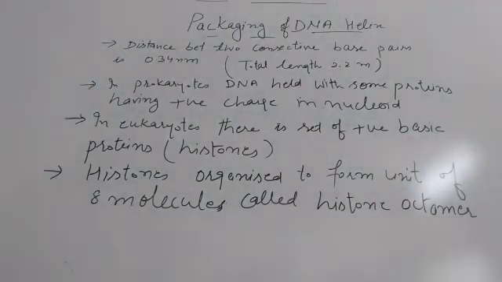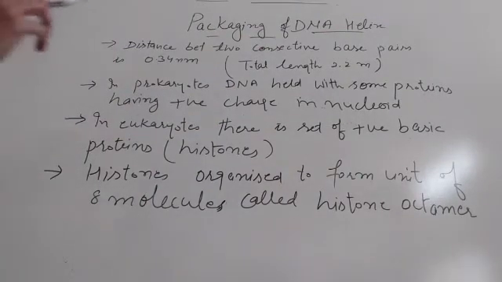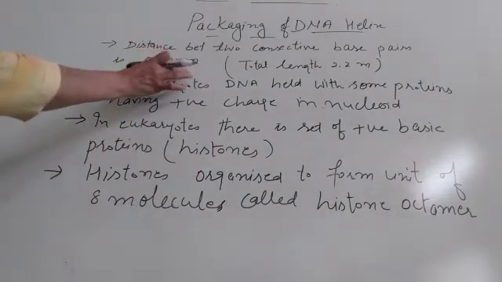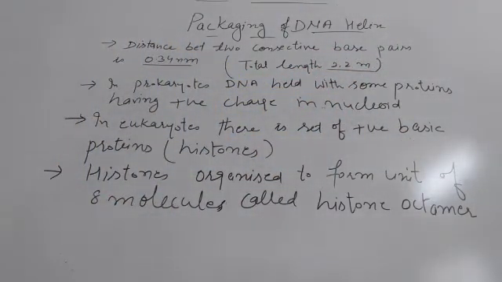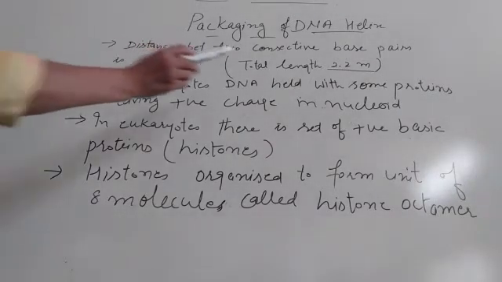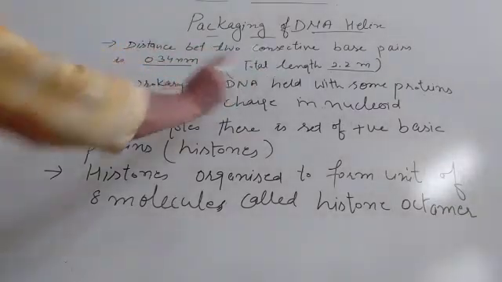Now, next we discuss the packaging of the DNA helix. I have already told you that the distance between two base pairs is 0.34 nanometer. If we take all the base pairs found in a human being and count the total length, it goes to 2.2 meters. The length of the DNA totally goes to 2.2 meters. Now, it is not possible to hold this chromosome or the DNA in the nucleus because the nucleus size is very minute, microscopic, very small.